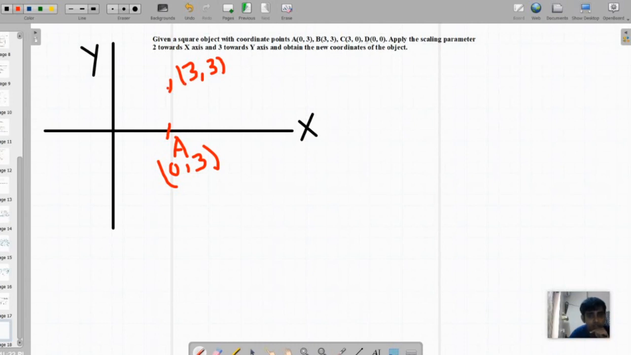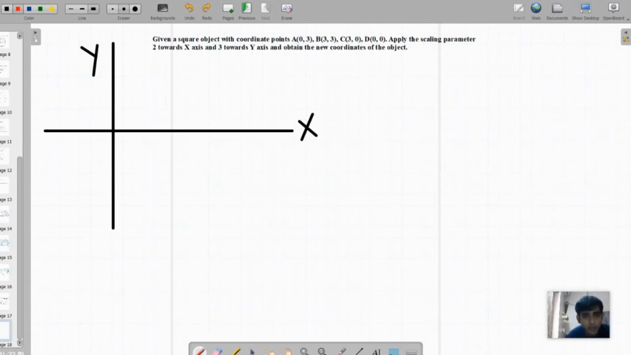Then you have C at 3, 0. It will be somewhere here. It is C and its coordinate is, sorry, I have made one mistake, I believe. So I must plot the points once again.